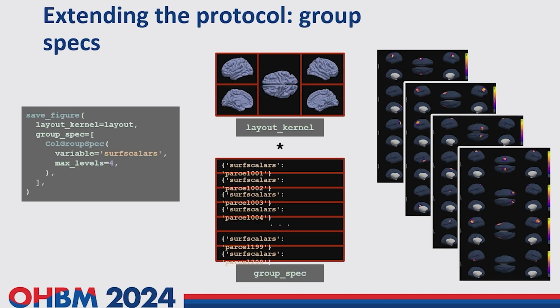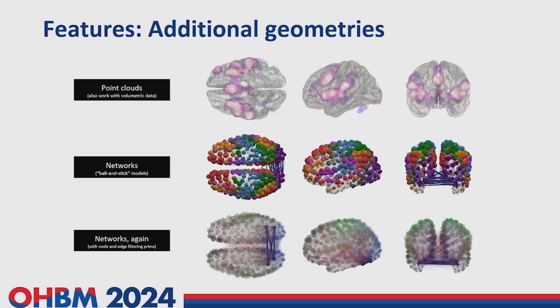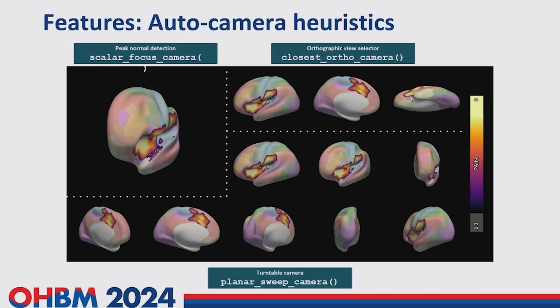So what if we want to visualize probability maps of each individual parcel we learn? In this case, we can parameterize the save figure primitive with a group specification. This group specification automatically replicates the figure layout over entities present in the metadata and also handles pagination of the figures. We mostly focus on surfaces in this example, but the visualization engine also contains primitives for visualizing data structured as a cloud of points or a network.